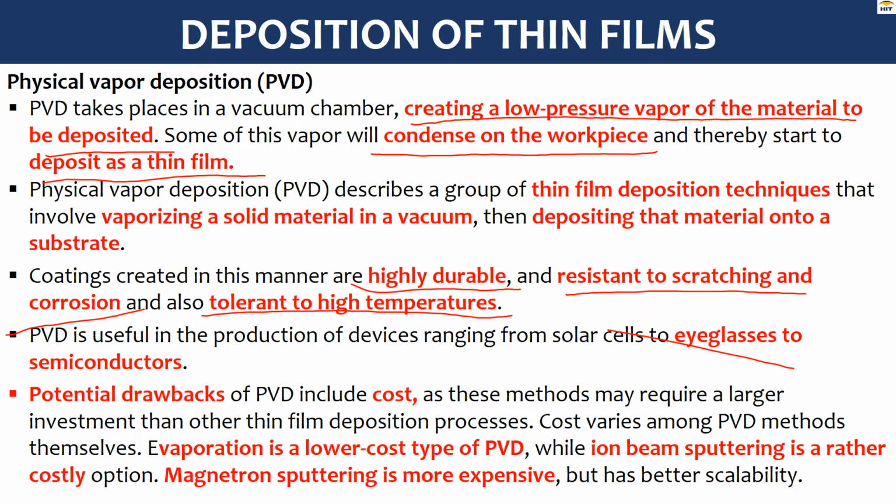The disadvantage of PVD is generally its cost. It is very expensive as it requires large investment when you compare it to other deposition processes. PVD methods themselves also vary because there are different types. You have evaporation, then ion beam sputtering, and then magnetron sputtering, which is the most expensive.